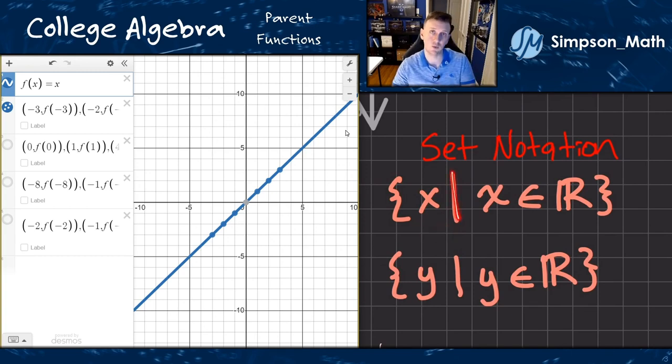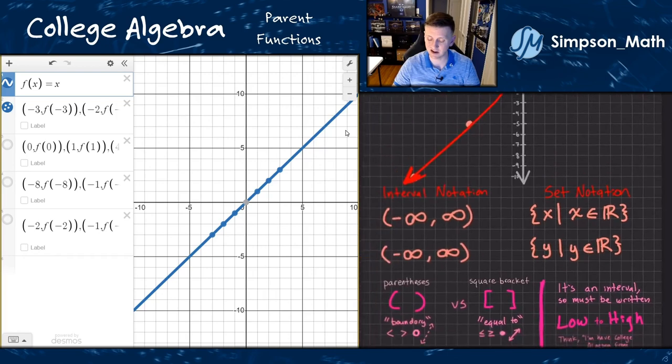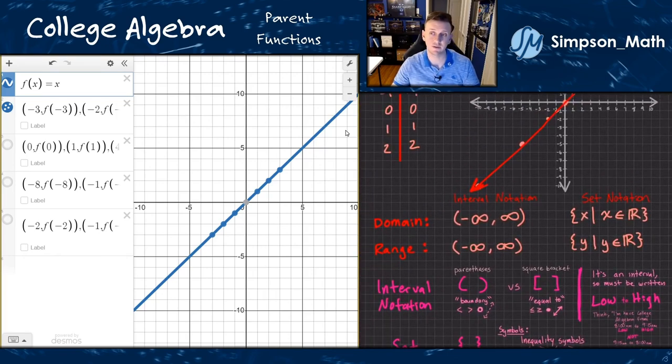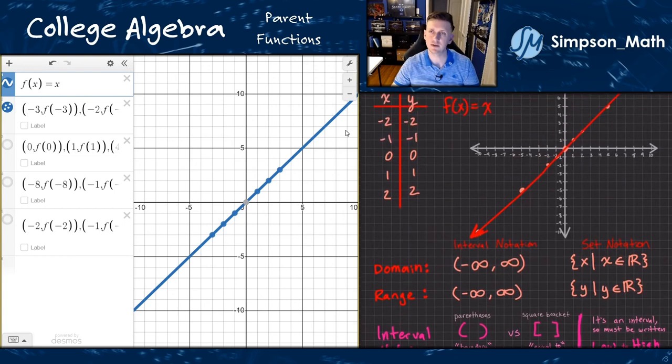And then such that, so I'm saying when something is happening. So when what is happening? When x is inside, or not in, but is a part of, a member of, or an element of the real number set. So every time x is real, then that is a part of our domain. So basically you're saying all real numbers. Same thing for that y. So it's all numbers, but those imaginaries. All right, so let's move on.